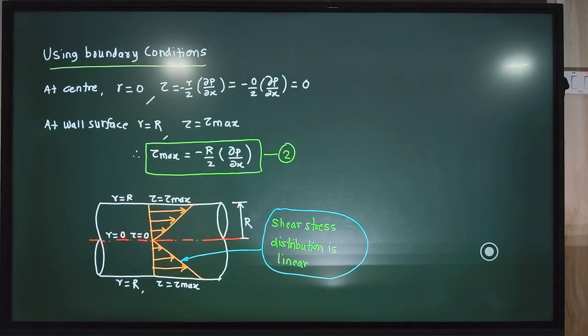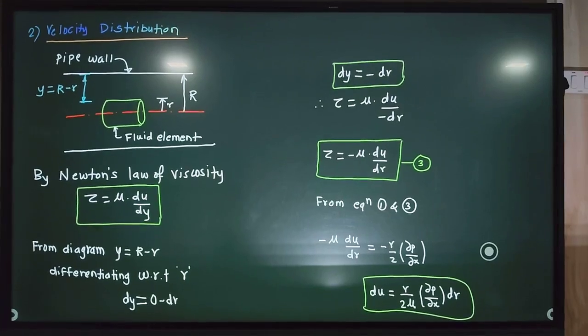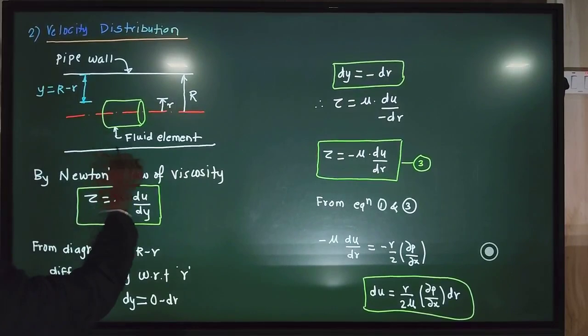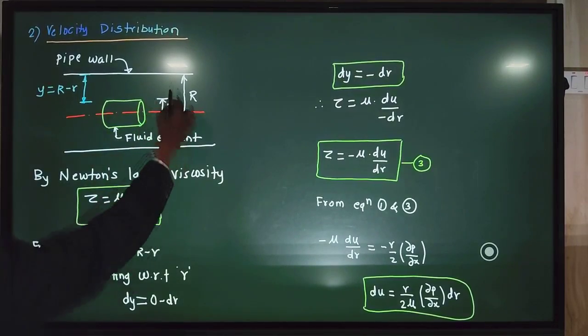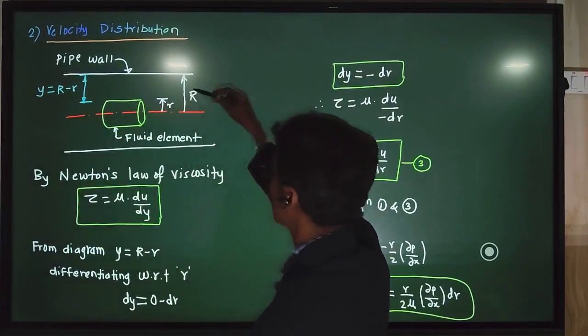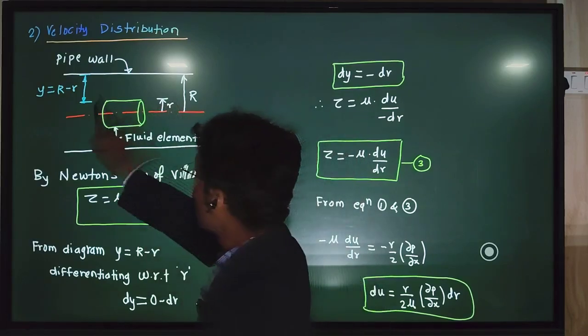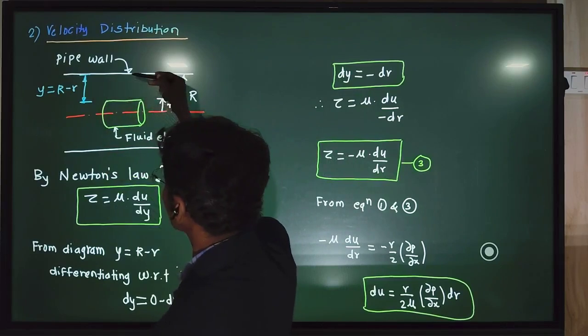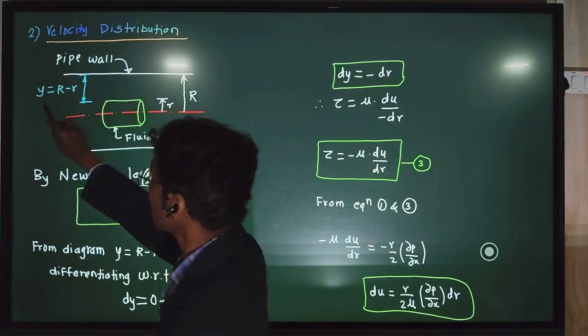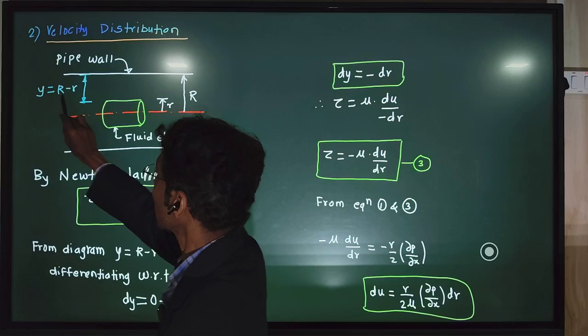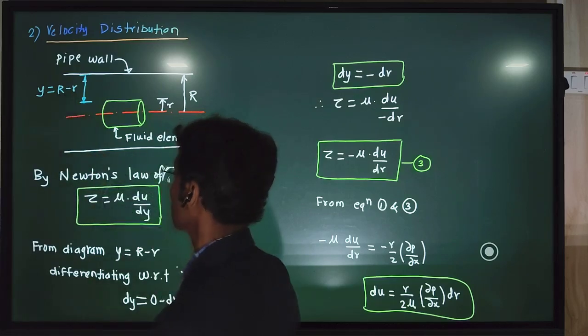Now we will go to the velocity distribution. That is the second part of the video. In this, we know that this is a pipe with radius capital R. This is a fluid element with small r radius. The distance of this fluid element from the pipe surface is y, which is again capital R minus small r.